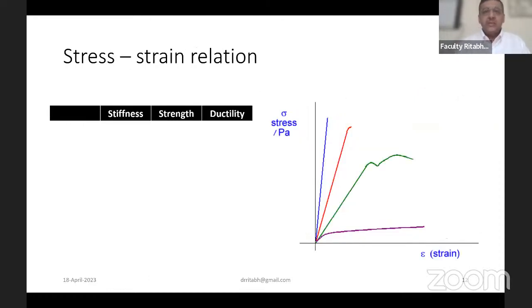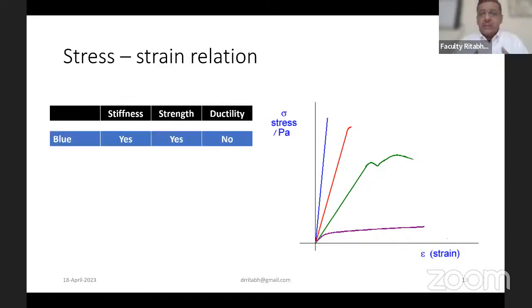So we'll take the stress-strain relationship of 4 different materials seen here. If we see the blue line, it shows that on high stresses, there is very little deformation, but the moment there is deformation, there is no further line. It means that the material just breaks. So this blue line material is very strong, very stiff, but suddenly breaks. An example here is glass.